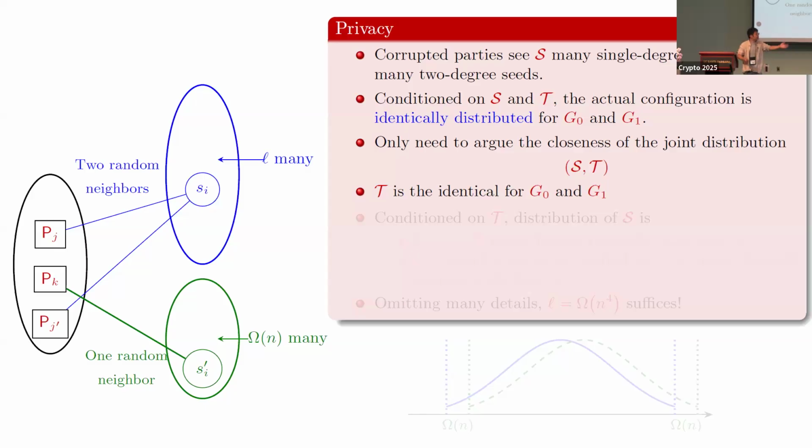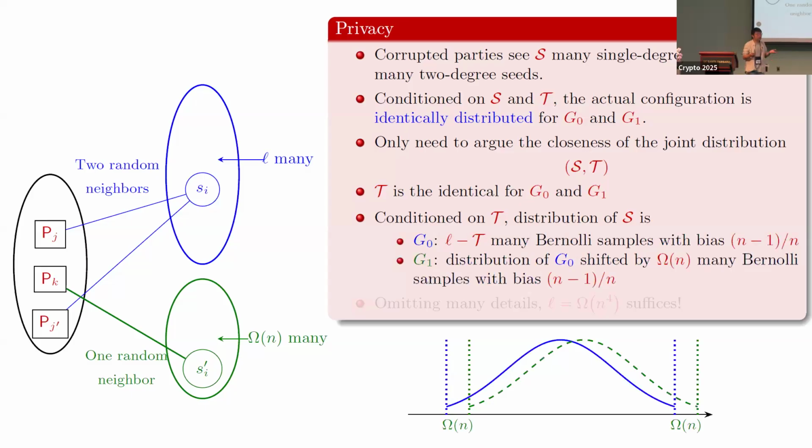So the distribution of the number of seeds you see twice is identical for G0 and G1. Now the final thing is: conditioned on how many seeds you see twice, why is the number of seeds you see a single time indistinguishable between G0 and G1?